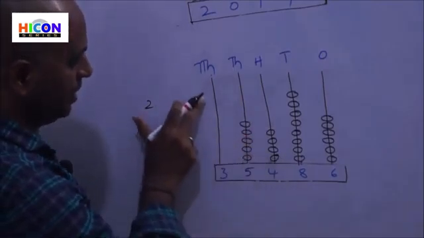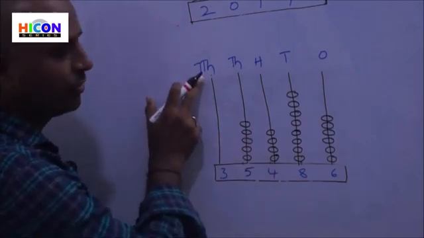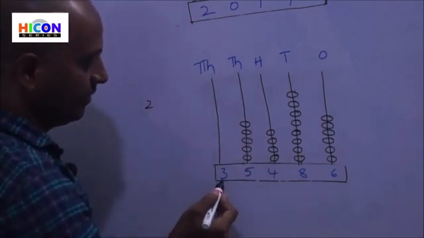So go to the last stick. The last stick represents the 10,000s place. In the 10,000s place, the given digit is 3.